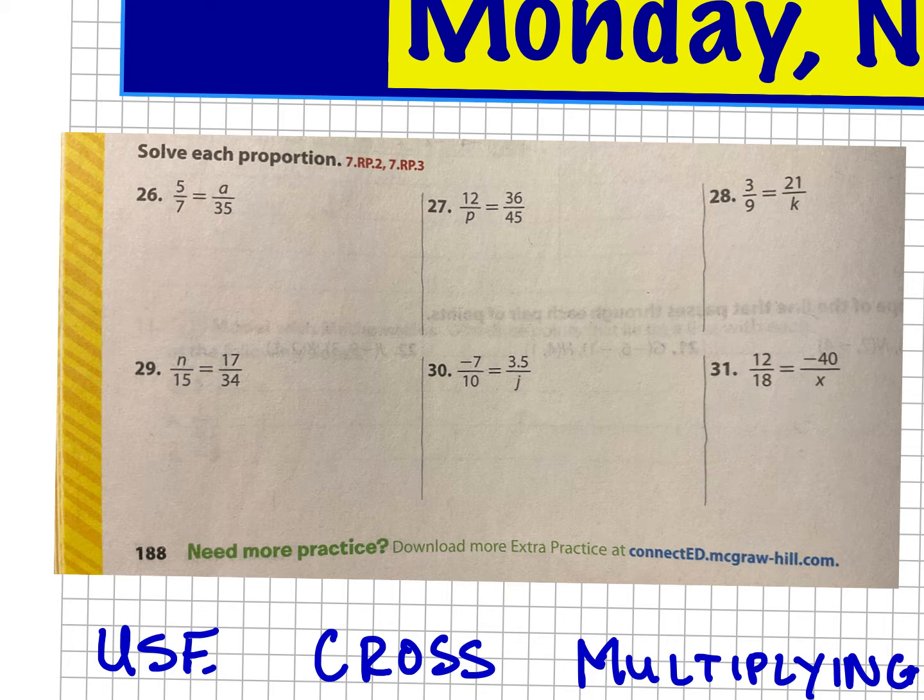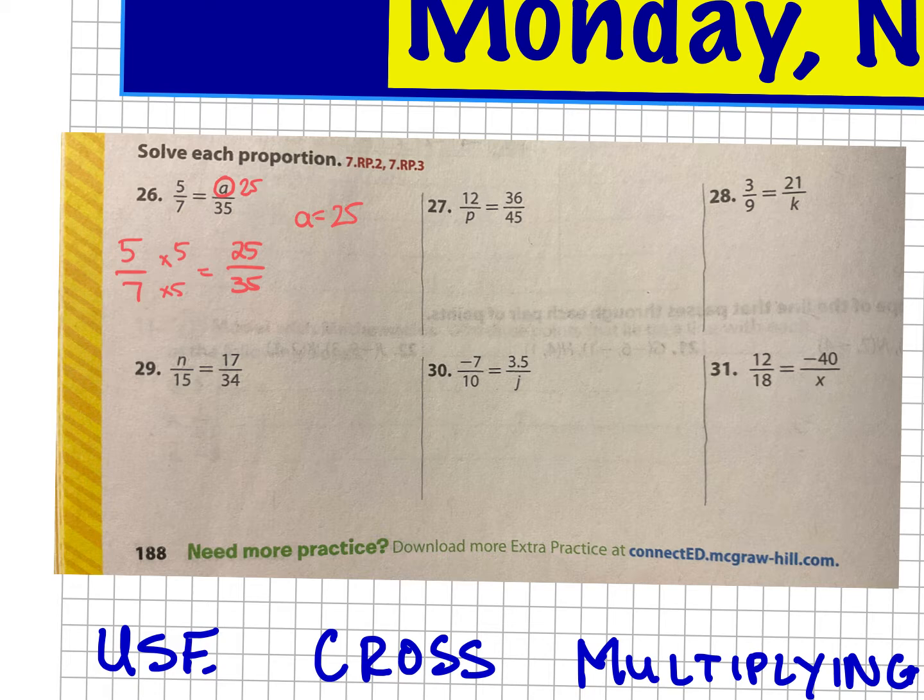So if I had 5/7, I can turn it into 35ths, but I have to do the same to the top and the bottom, so multiplied by 5 and 5. So I get 35 on the bottom, so there's 35ths, and the top would be 25. So the missing number in this one was 25. 5/7 equals 25/35, so a equals 25.